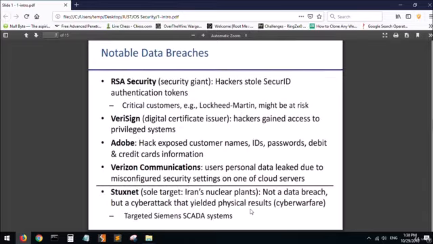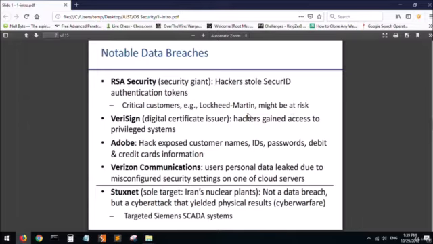Again, RSA Security, a security giant. Hackers stole SecurID authentication tokens. Critical customers of RSA include Lockheed Martin. Now imagine Lockheed Martin, one of the top military companies that sells weapons. Imagine there is a security breach in that. That's very dangerous. As you see, Lockheed Martin might be at risk. Imagine if it is at risk.